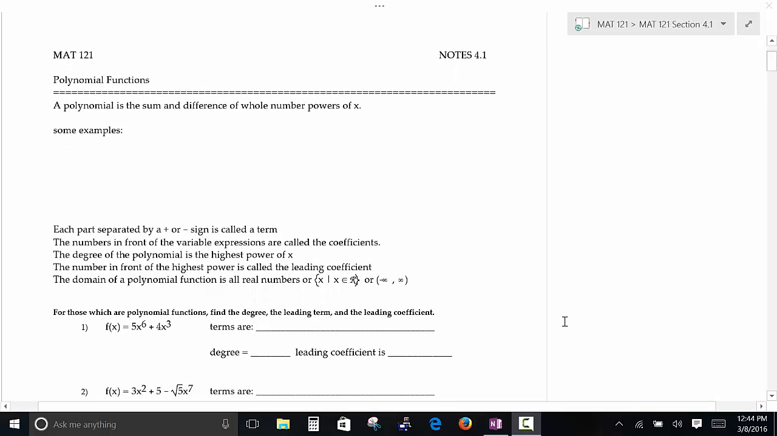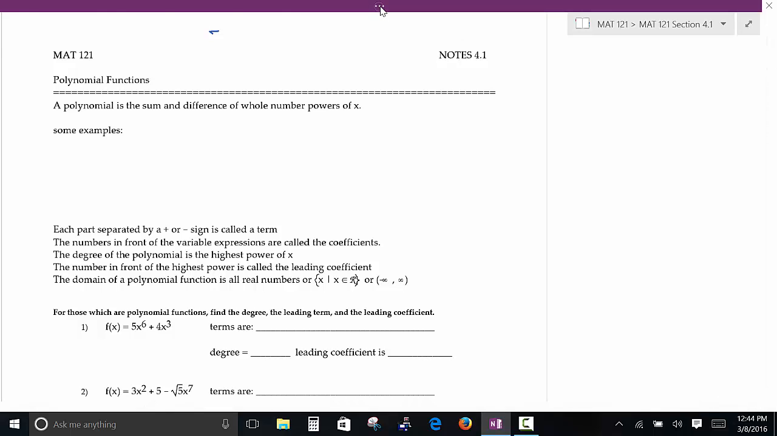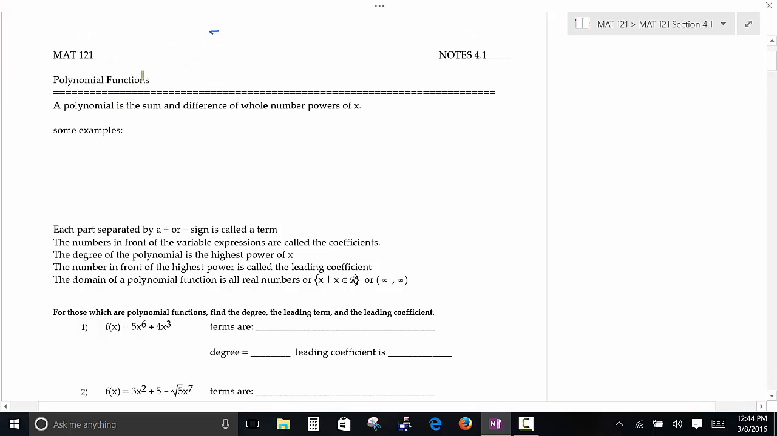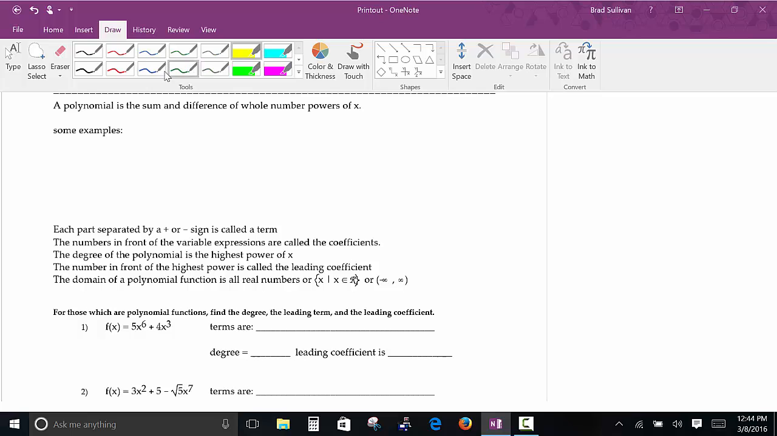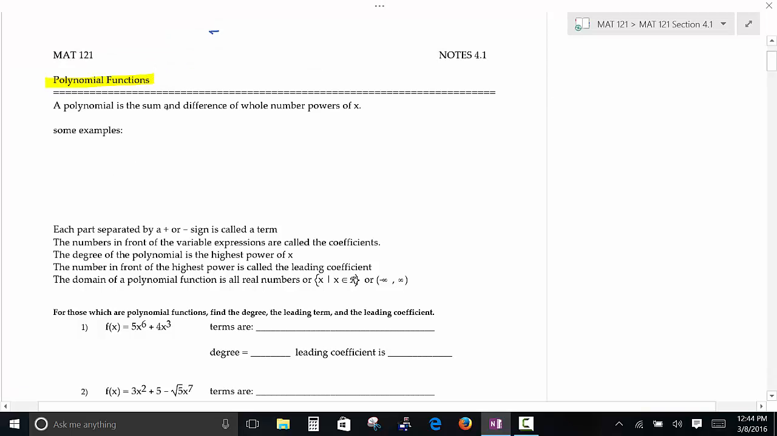In 4.1, we're going to start looking at what we call polynomial functions. The whole chapter has a whole lot to do with polynomial functions, okay? So the first thing I want to make sure that you're solid on is what a polynomial function is. We have actually already talked about polynomials, but the simplest way to define a polynomial function is its sums and differences of whole number powers of x, okay?